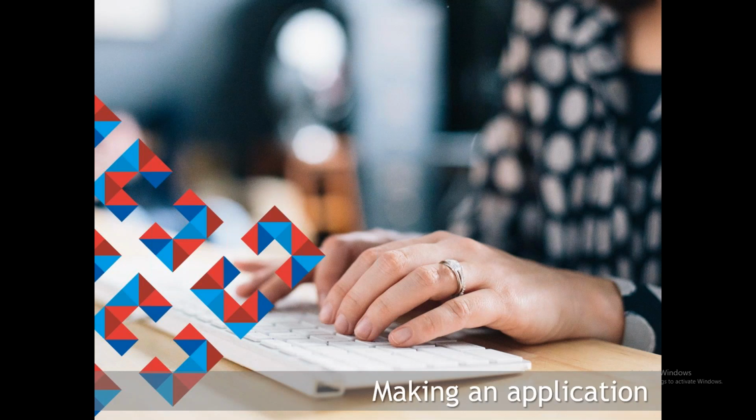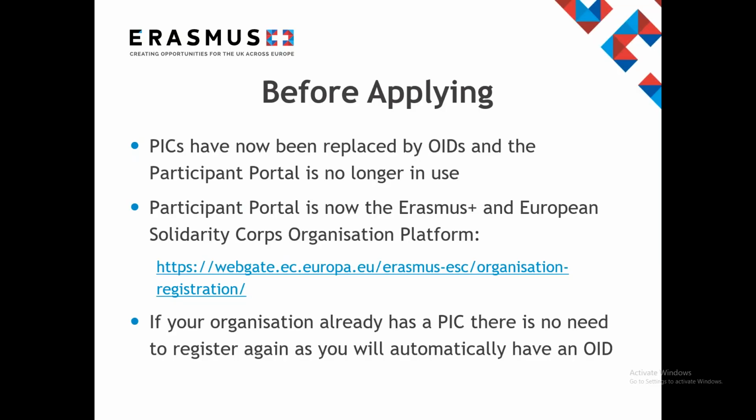So now I'm going to be covering more important information about preparing and submitting your application. Once you have decided on your Key Action 1 VET project idea, you have found partners and thought about how to address different European priorities, you will need to ensure that you have obtained an OID for your organization before applying. An OID is a 9-digit organization identification number which is unique to your organization and will help you complete the application form. OIDs have replaced PICs, which used to be registered on the European Commission's participant portal.